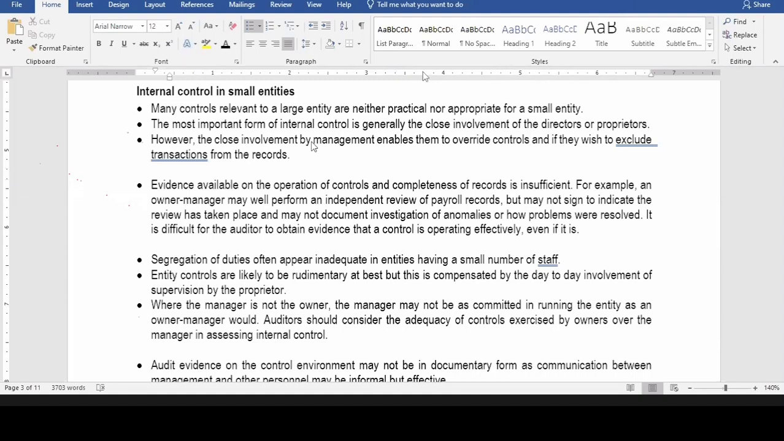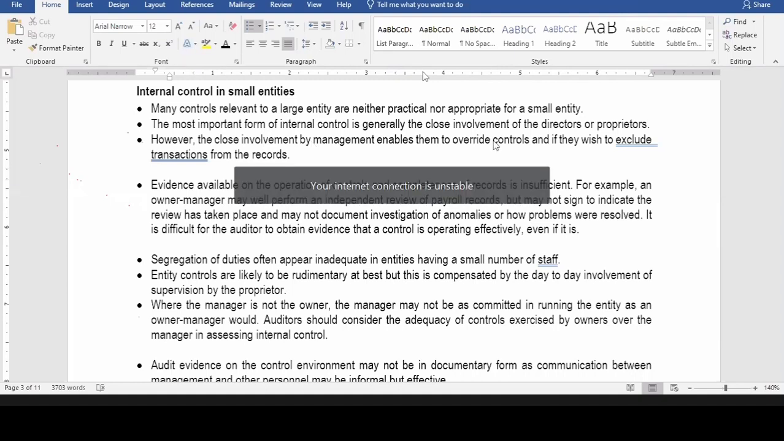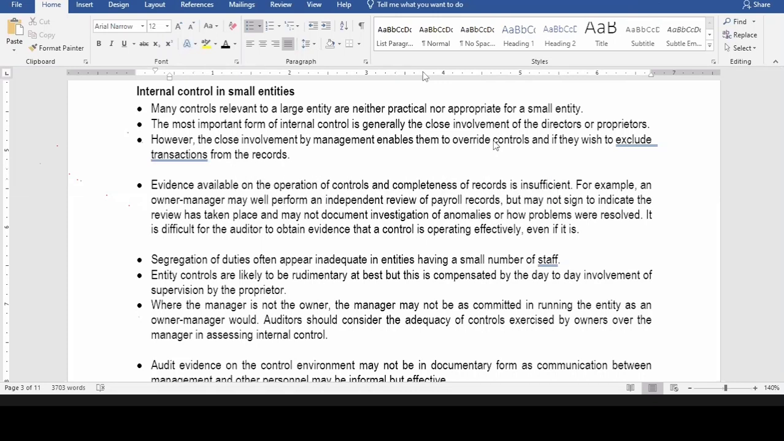We have to look at this aspect of overriding. At times, overriding helps ensure that things are done the right way. But at times, they can abuse the system and abuse their authority. I'll be talking about this in this topic. Managers can also ensure that certain transactions are left out if they want to pay less taxes. So it is a two-edged sword. The close involvement by the owner is a two-edged aspect.